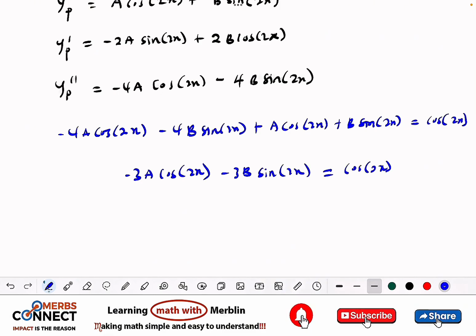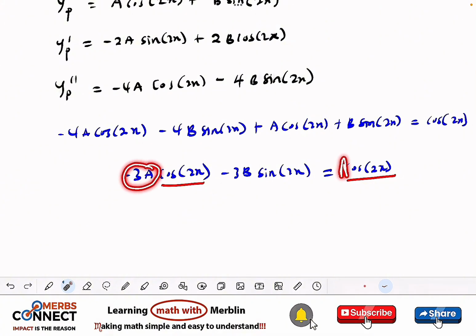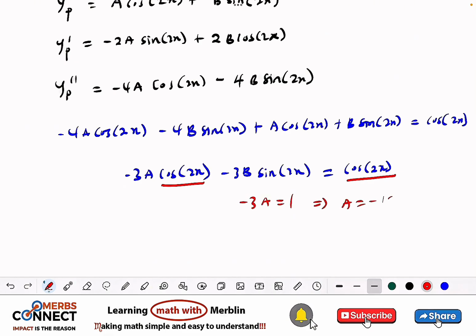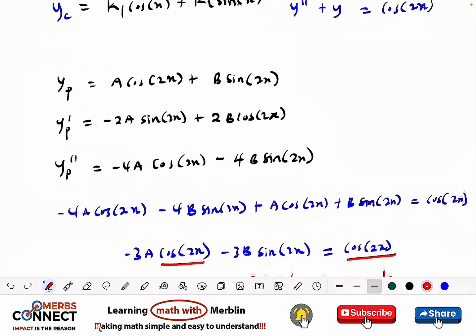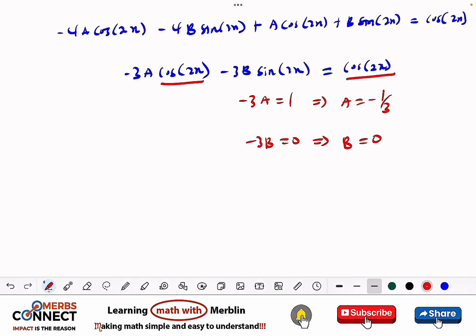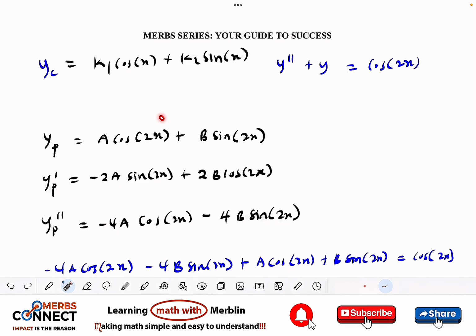So let's group like terms. We have cos on the right and we have cos on the left. The coefficient of this is 1. The coefficient of this is minus 3. So this is going to give us minus 3a is equal to 1, and this implies that a is equal to minus 1 divided by 3. Then we don't have any term here with sine, so it means that the coefficient of sine here should be 0. So minus 3b will be equal to 0, and this implies that b is equal to 0. Very simple, right? So now let's plug it inside the particular solution. So what did we get for the particular solution? We had the particular solution to be this.